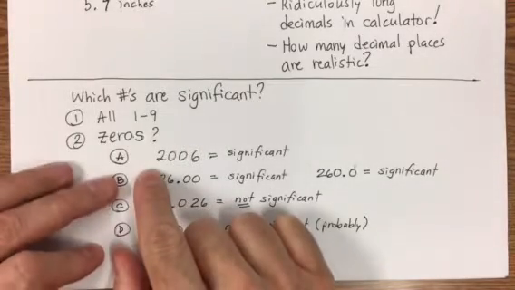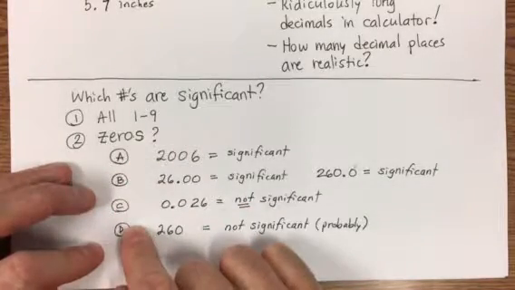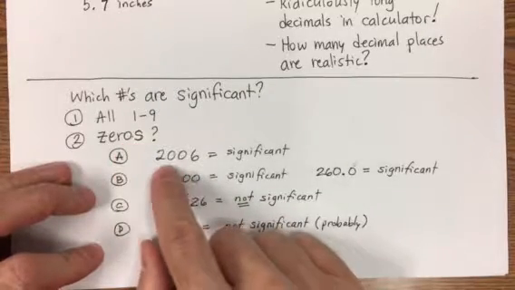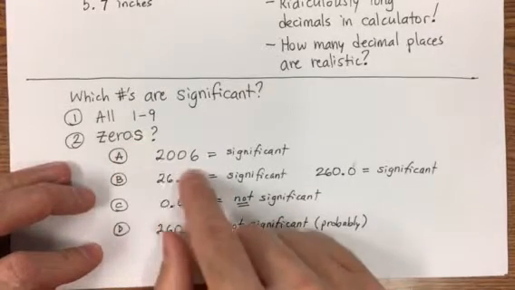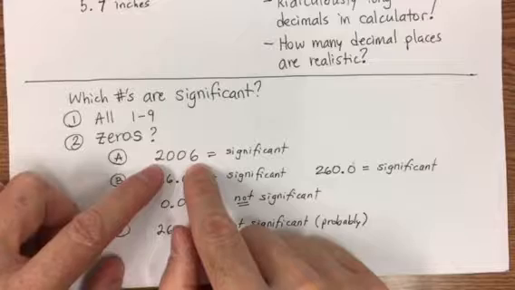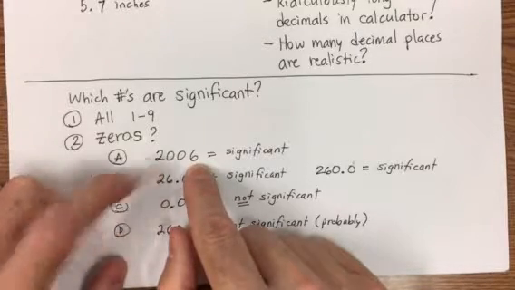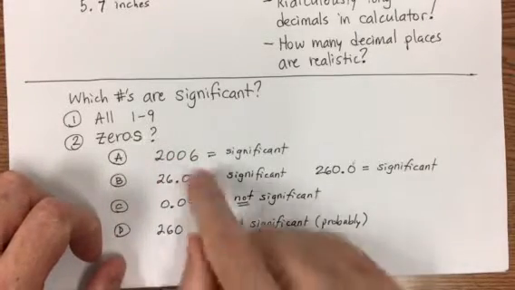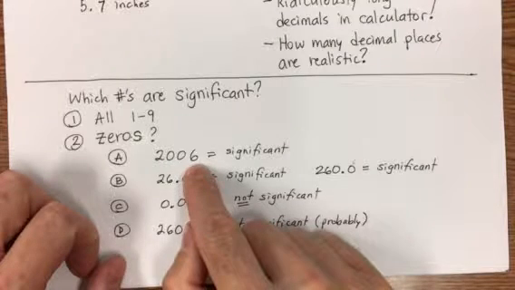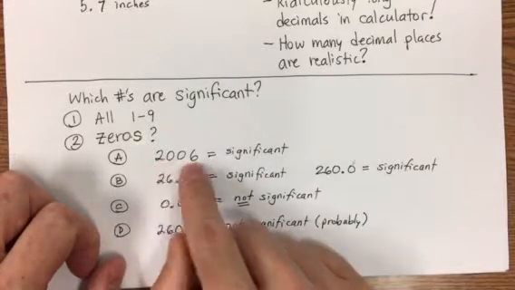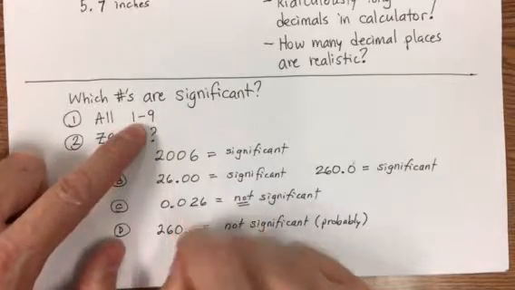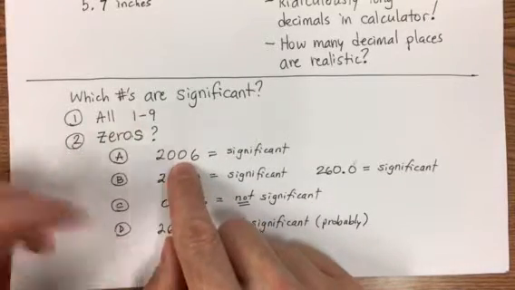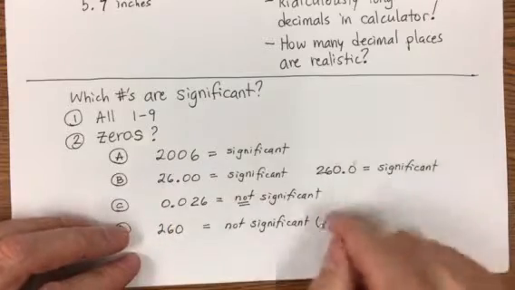The second rule, and the third and fourth and fifth rules, they all have to do with zeros. Anytime you have zeros in between two other numbers that are not zero, the zeros are significant. In this case, 2006 represents 4 significant figures because the 2 and the 6 are 1 through 9, and the zeros in between are significant also.